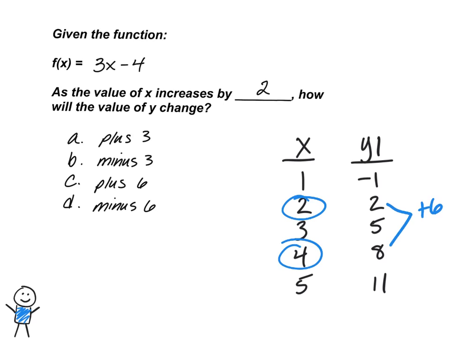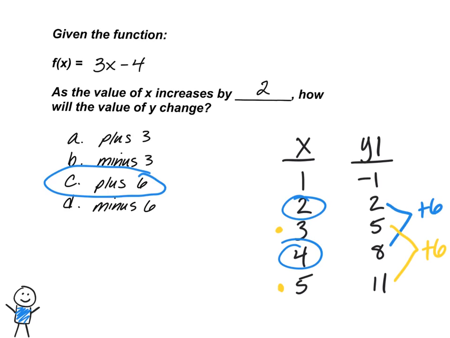And that should work for any increment that you increase the x value by 2. For instance, if I chose 3 and 5 as my x values that increased by 2, if I look at those particular y values, it should have also increased by 6. And from 5 to 11 is an increment of 6. So every time we increase our x value by 2 in this particular function, our y value will increase by plus 6. That is how y changes as x increases by 2 in this particular function.